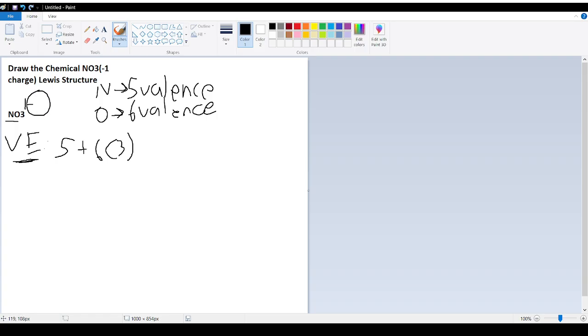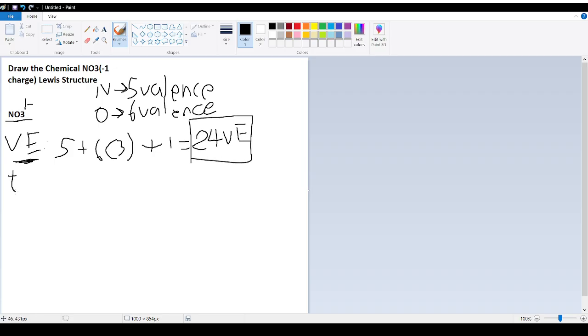This is where the -1 charge comes in. Most people will make the mistake of subtracting 1 because they think it's a -1 charge. But that's wrong. We're supposed to add 1. The reason why is that VE stands for valence electrons. Since it's 1 minus, it's an extra 1. If it was 1 plus, you would be subtracting. Anyway, we add the numbers together and we get 24 total valence electrons.